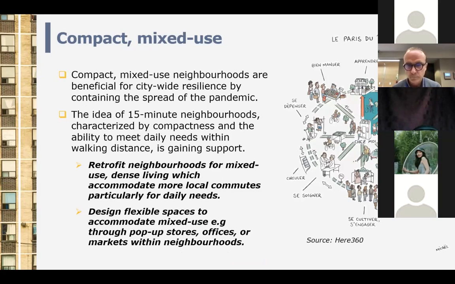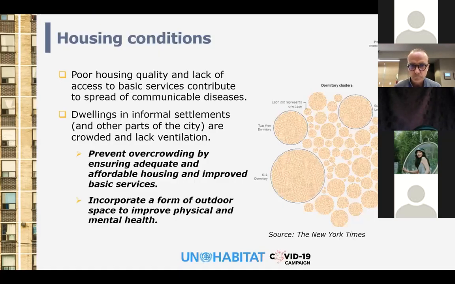At the building scale, poor housing quality and lack of access contributes to the spread of communicable diseases. Thus, preventing overcrowding by ensuring adequate and affordable housing and improved basic services, while also incorporating a form of outdoor space to improve physical and mental health, is a lesson for designers.